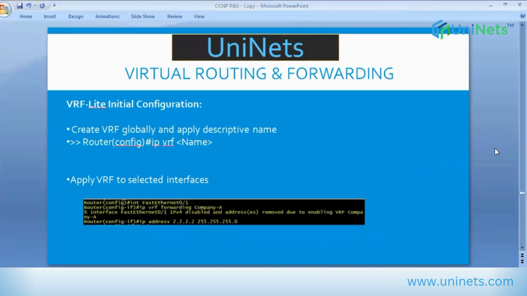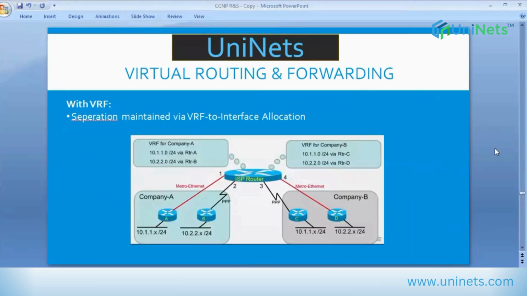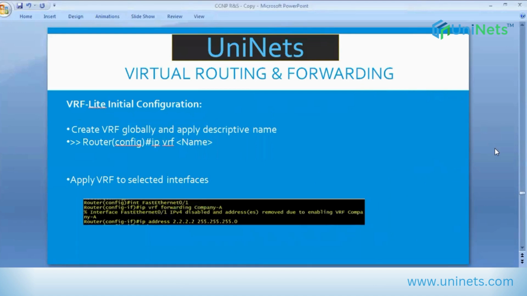So, how do we configure these VRFs? First, we go to global configuration mode, and there we create the VRF. The command is ip vrf followed by a name, so that you can identify it based on the client or whatever. Give the name, and your VRF will be created.